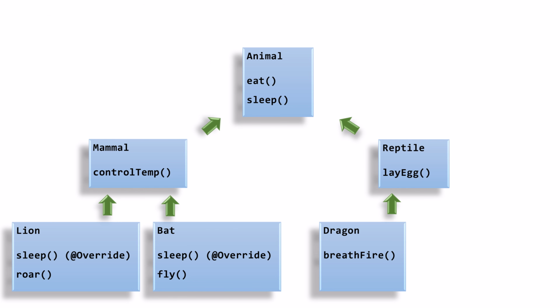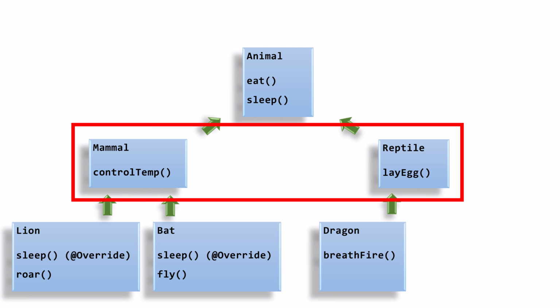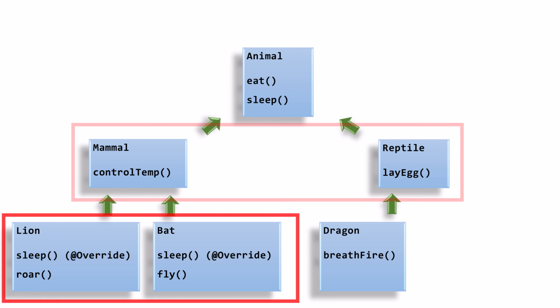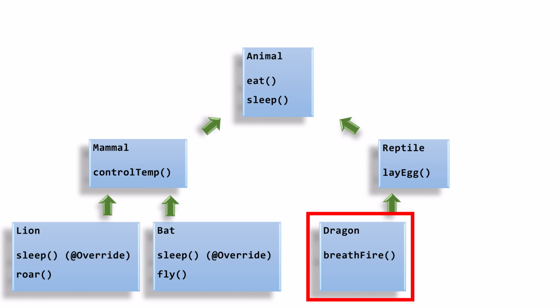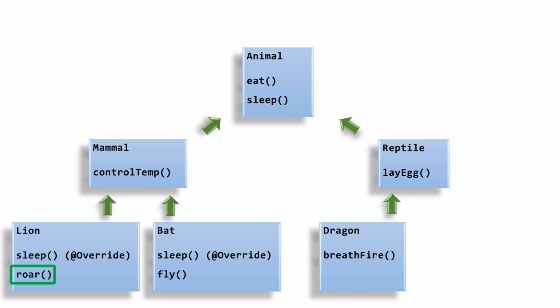Let's look at this hierarchy of classes. For our purposes, let's assume all the methods in these classes are public and non-static. We have animal at the top, then animal has two subclasses, mammal and reptile. Mammal has two subclasses, lion and bat. Reptile has one subclass, dragon. In some cases, we'll be adding new methods to the subclasses. In other cases, we'll be overriding methods from superclasses.